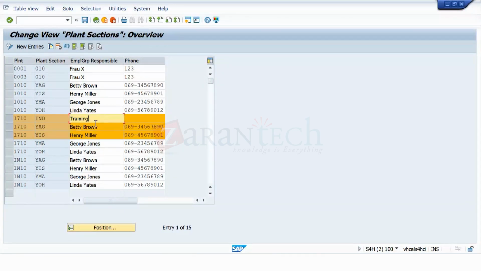It is not necessary that it is fixed that you will be using these employee group responsible and the phone numbers for that use only. But here it fixes that this plant section can be contacted by this contact number, and this is the person name or the group name which is working there. Hope this clears the issue.